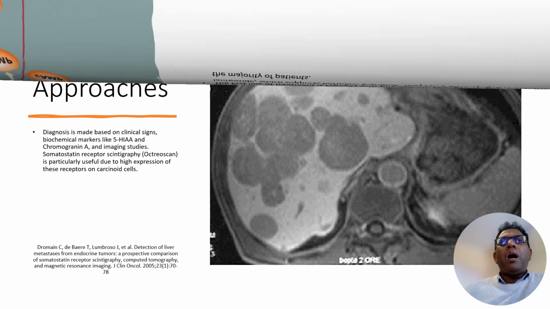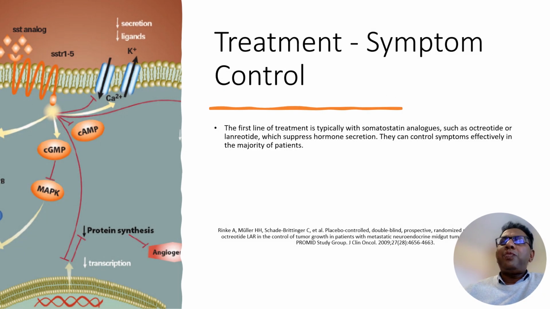So, how do we treat these patients? Well, symptom control is important. The first line of therapy is typically somatostatin analogs, either short-acting ones like octreotide or long-acting ones like lanreotide, which can suppress hormone secretion. They can control symptoms effectively in the majority of patients.